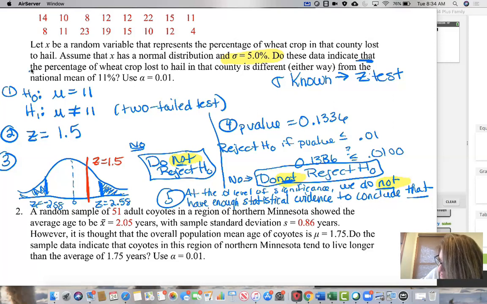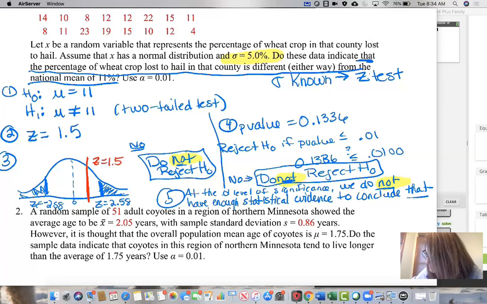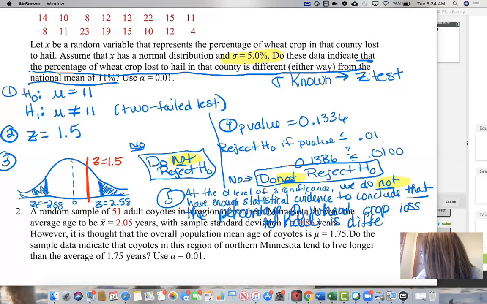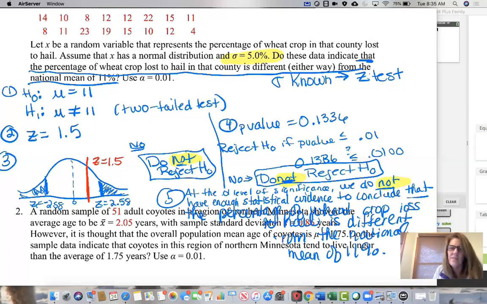And then we're just going to use these words here. The percentage of wheat crop lost to Hamilton County is different either way from the national mean of 11%. Okay, makes sense? Okay, so I ran out of room, as you might too. And that's our 5 steps.